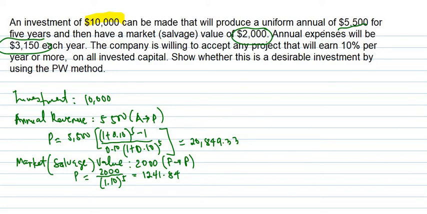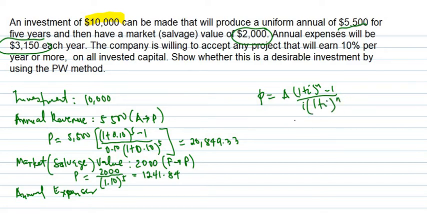3,150, that is the annual expenses. Take note, this is in terms of each year, per year. So this is annuity, 3,150. Remember, if annuity is involved, we make use of this formula: P equals A[(1+i)^n minus 1] all over i(1+i)^n. This is already annuity, so if we want to find the value of P, the present worth, because this is the present worth method, then we will make use of this formula.